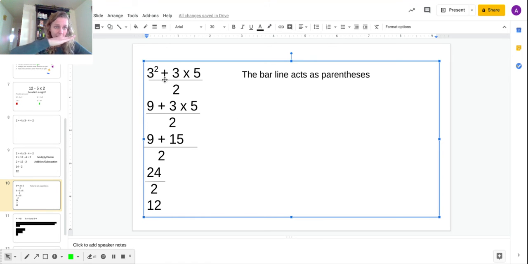So this bar line, like for a fraction, that divides. So you're going to do the top half like it's in parentheses. And if there were more numbers on the bottom, you would do the bottom like it was in parentheses. So keep those separate before you try to divide.